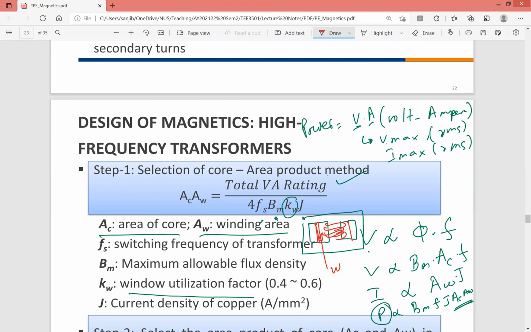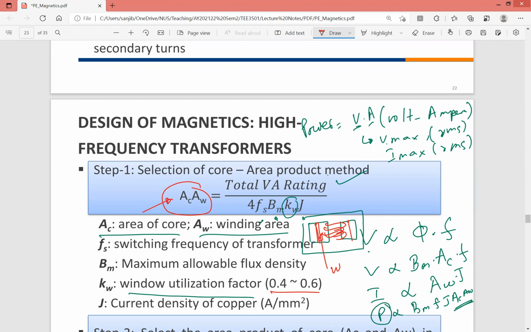So we know that only 40 to 60% of the window's actual space is used by the conductor. The rest is taken by the insulators and other things and some gaps. So this is the window utilization factor. You can clearly see that the product of these two is decided by what? The size of the core and the size of the window, right? And they are related to the winding area.